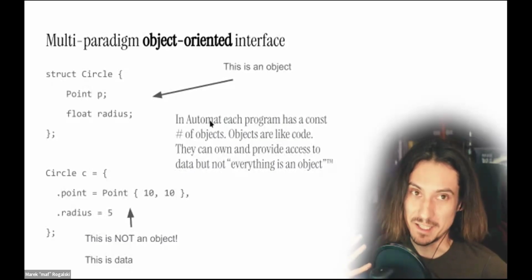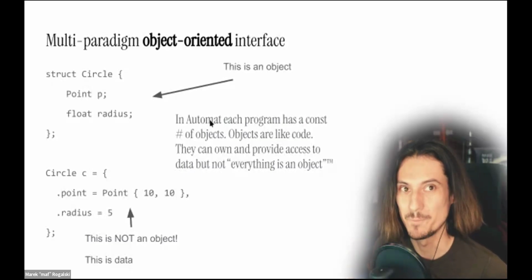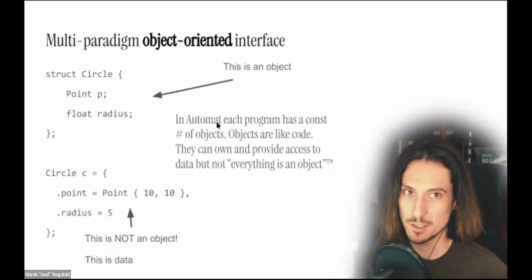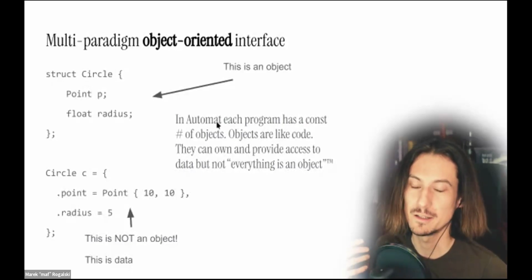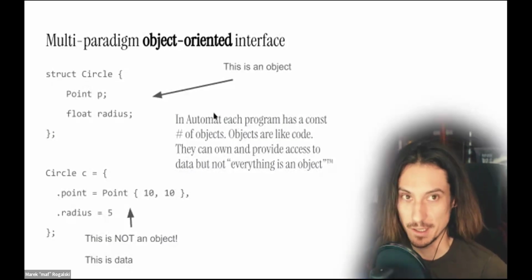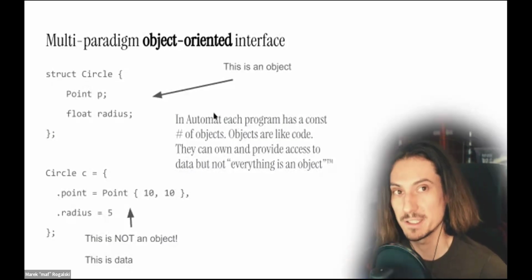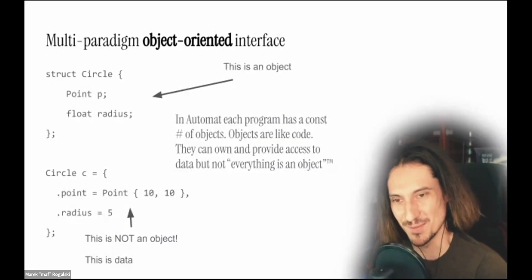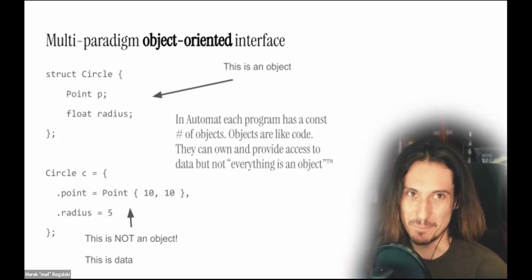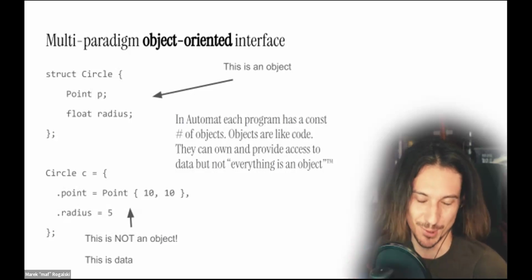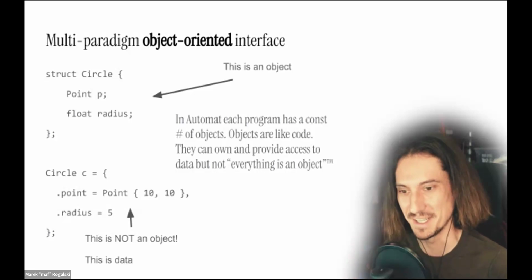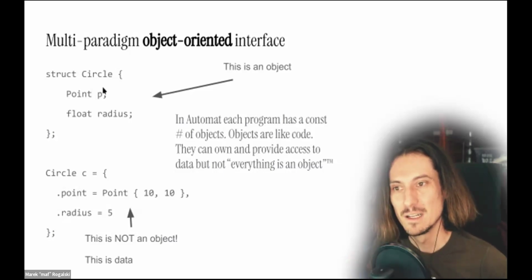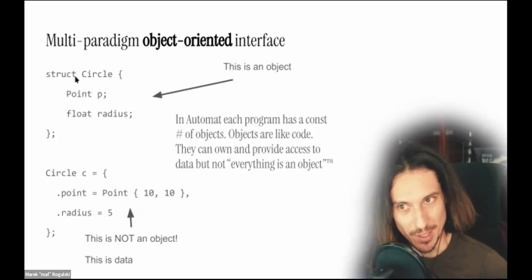So in any Automat program, you would see a fixed constant number of objects, in the same way that in source code you always have a fixed set of source files. If you have more data, you don't need to add any extra source files to your program. A program with a fixed amount of instructions can work with arbitrary sized data. So an object would correspond to a struct.